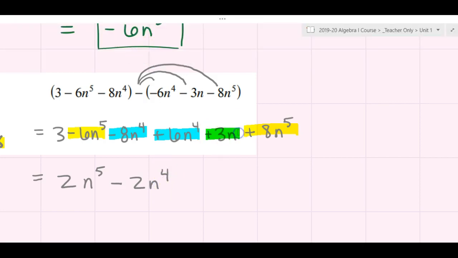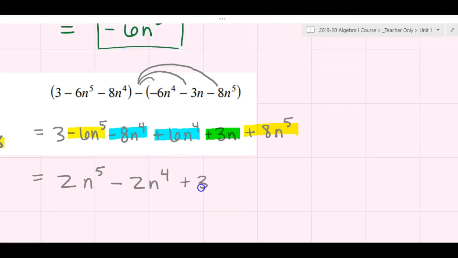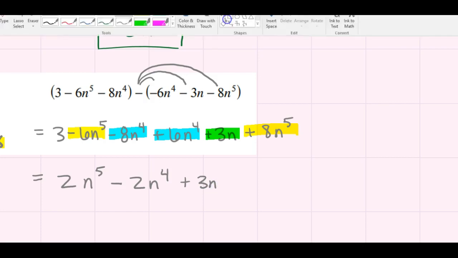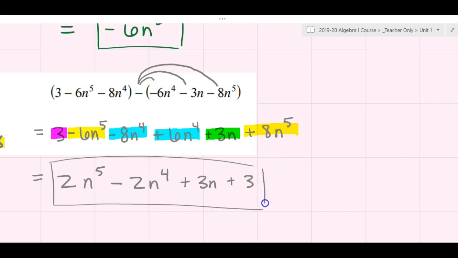Then I have a 3n, which I have nothing to combine with, so it will come down as +3n. And I have a constant of 3, and that 3 is positive, so it will come down as a +3. I have all like terms combined, and my final answer in standard form from highest power to lowest power.